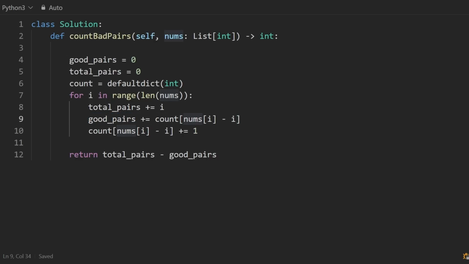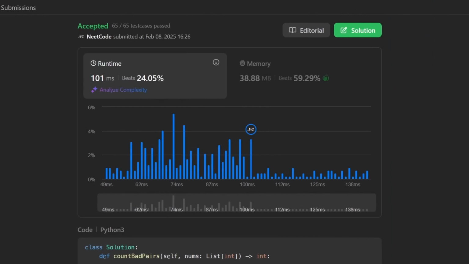Let's go ahead and run this code now. You can see here it works. It's pretty efficient. You can see that the other solutions are only 20 milliseconds faster.